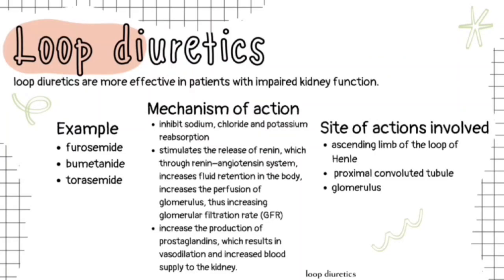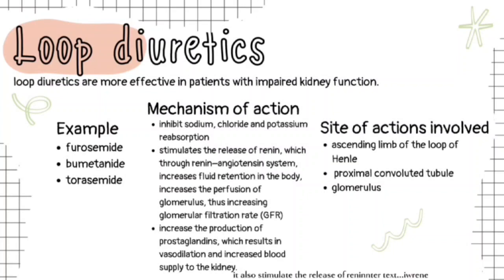Loop diuretics. Compared to the thiazide, loop diuretics are more effective in patients with impaired kidney function. So they can be used in patients with impaired kidney function instead of only patients with healthy kidney function. For example, furosemide, bumetanide, and torsemide. For the mechanism of action, loop diuretics inhibit sodium, chloride, and potassium reabsorption.